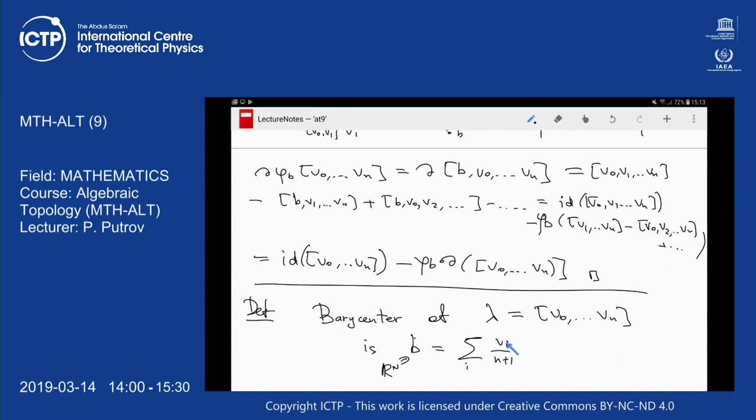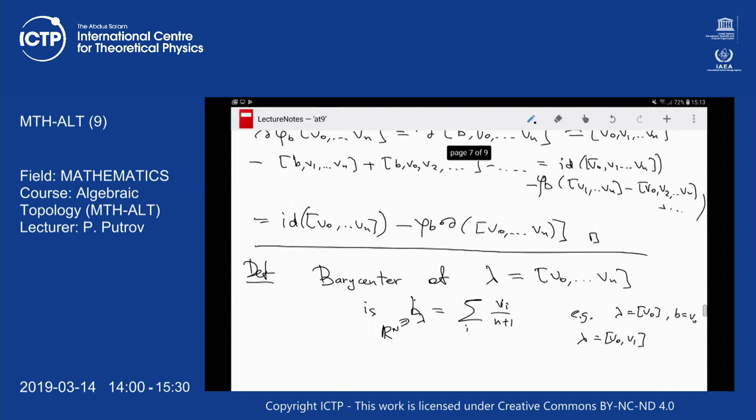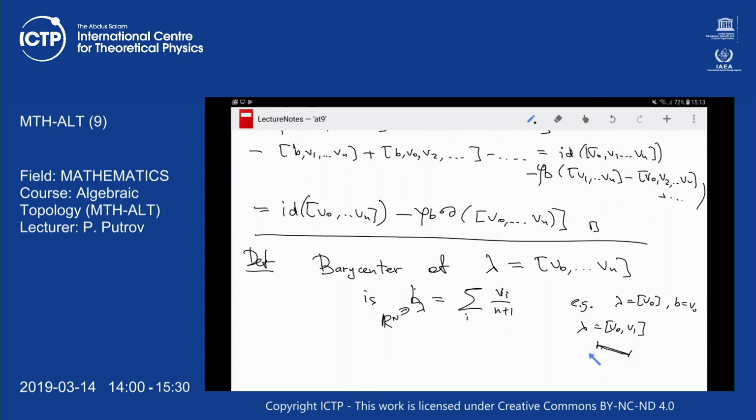So you can see this can be the center of mass formula if I put unit masses in the vertices, Vr. So this is barycenter B of lambda, which is not B lambda. So for example, if lambda is just a point, B will be the same. If lambda contains just one vertex, it will be the same vertex. If lambda is an interval, again it can be degenerate, it will happen that V0 coincides with V1, but B will be the middle of this interval.